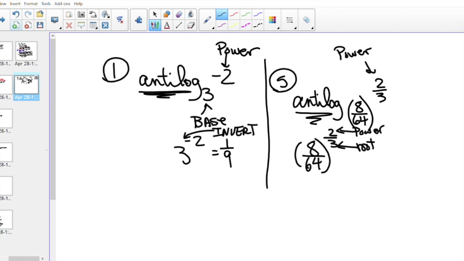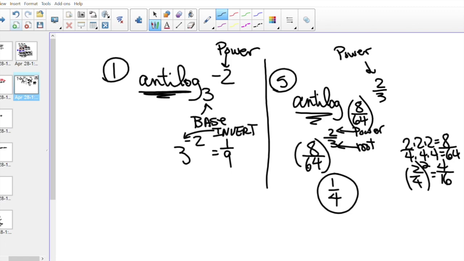Now, our number is 8 over 64. Now, everybody should know that 2 times itself 3 times is 8. And 4 times itself 3 times is 64. So if I ask this question, what is the cube root of 8 over 64, your answer would be 2 over 4. But this 2 up here means to square that. Now that means you take 2 over 4 and square it. Well, that's 4 over 16. And everybody knows that if you simplify 4 over 16, the answer is 1/4.